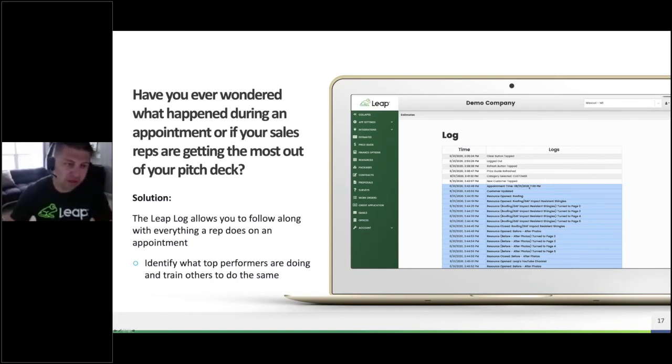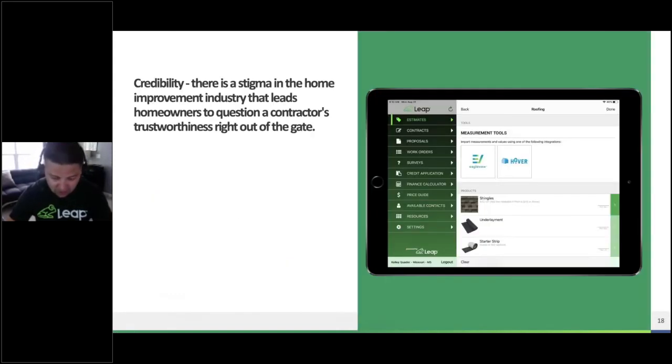Credibility. I've touched on this one a little bit earlier, but there's a stigma in the home improvement industry that leads homeowners to question contractors' trustworthiness right out of the gate. And I used to run into this where, in the home improvement or home services industry, there's just this stigma. A lot of it probably has to do with everyone knowing someone who does home improvements. Like somebody who can install fence, somebody who can put your deck in, somebody who can paint or do drywall or whatever. But yeah, I might trust them, but I wouldn't pay for the job up front or give them a deposit.